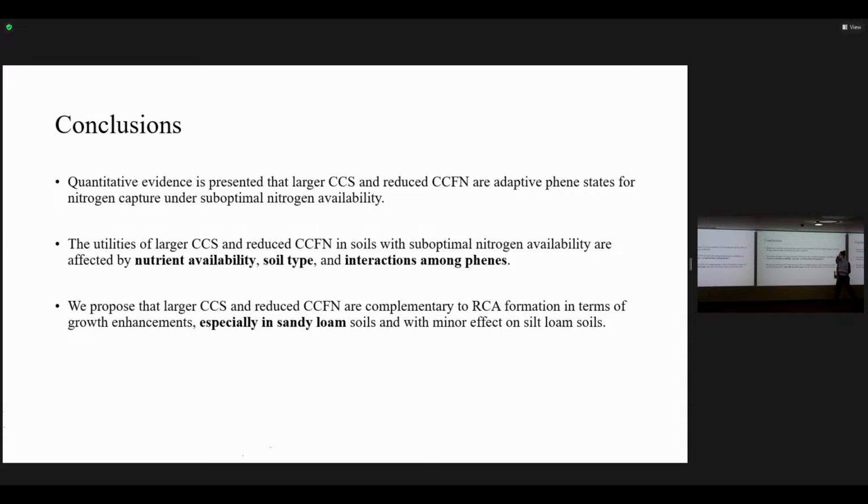So with this, we make the conclusions that we show quantitative evidence that large cortical cell size and reduced cortical cell file number are adaptive phenes that are useful for capture of nitrogen under low nitrogen conditions. And the benefits of these 2 traits are associated with the nutrient availability, the soil type, and interactions between phenes. And then we test that a combination of larger cortical cell size, reduced cortical cell file number, and higher aerenchyma will be appropriate or useful under sandy loam soils.